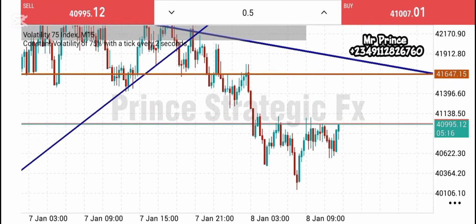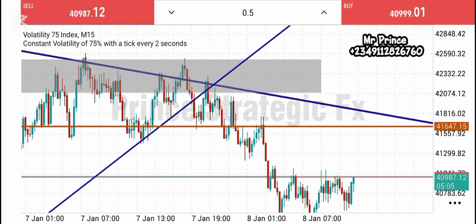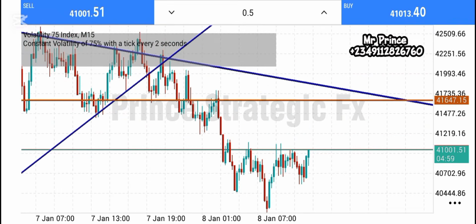Now, inside of the 15 minutes time frame, we can see the chart very, very clearly, and we can understand exactly what the market is trying to do. Very, very clean. We are not doing anything here. All we want to do is spot an entry.